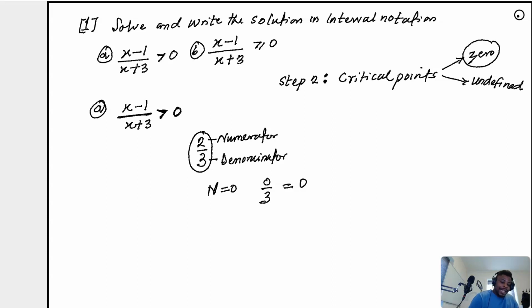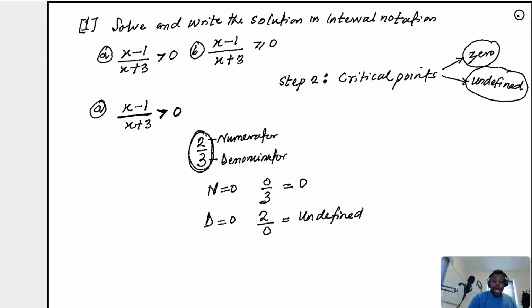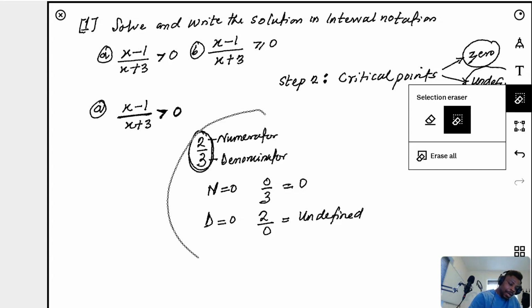Now, for undefined, what can make 2 over 3 undefined? A fraction can be undefined when the denominator is equal to 0. So if the denominator is equal to 0, I have 2 divided by 0, and 2 divided by 0 is undefined. So that explains this part. How do we relate this now to our inequality? I will explain that now.